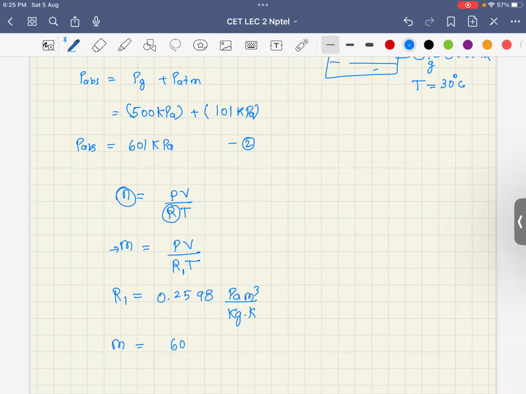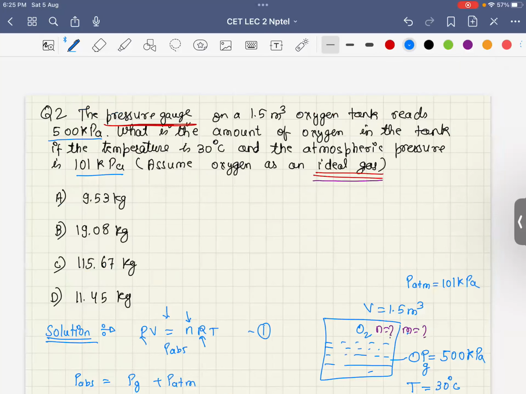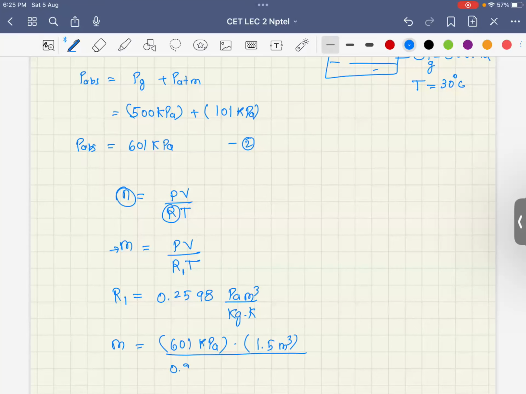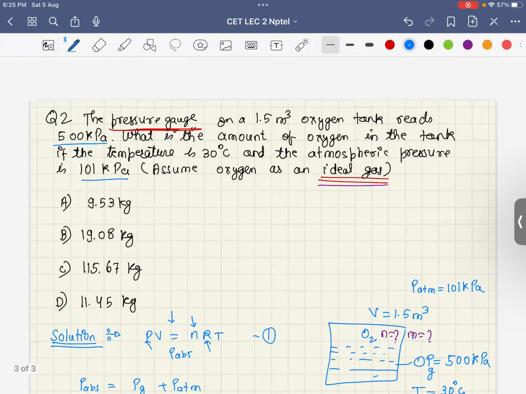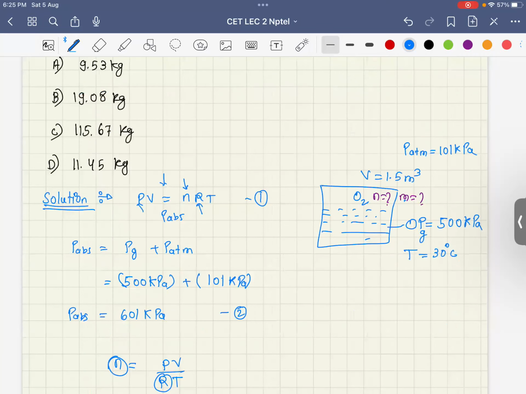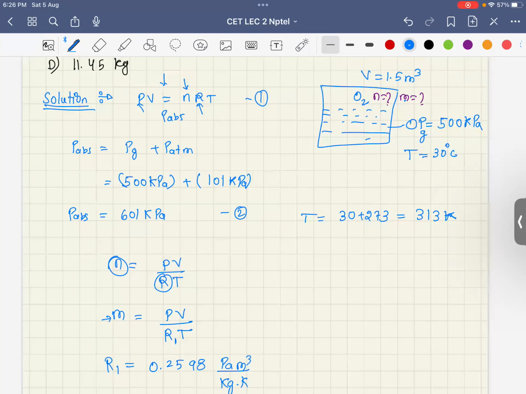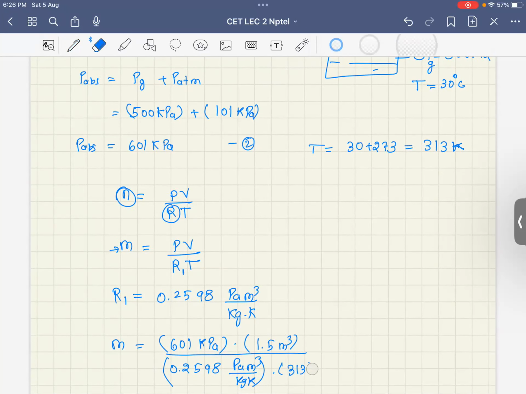So m is nothing but 601 kPa multiplied by the volume, 1.5 meter cube, divided by the R value, which is 0.2598 Pascal meter cube per kg Kelvin, multiplied by temperature. Temperature is given as 30 degrees centigrade. That means temperature is 30 plus 273, which corresponds to 313 Kelvin. Multiplied by 313 Kelvin.